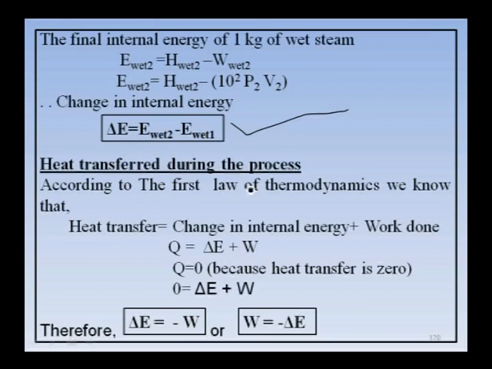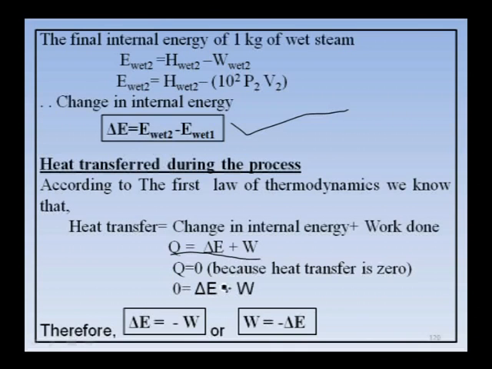Next, heat transfer during the process. This area is important now in the adiabatic process. According to the first law of thermodynamics, we know that heat transfer is equal to change in internal energy plus work done. Here in this process the heat transfer is 0 because entropy before and after the process is the same. Therefore, there is no heat addition or rejection, so Q becomes 0. In place of Q, 0 is equal to delta E plus W.